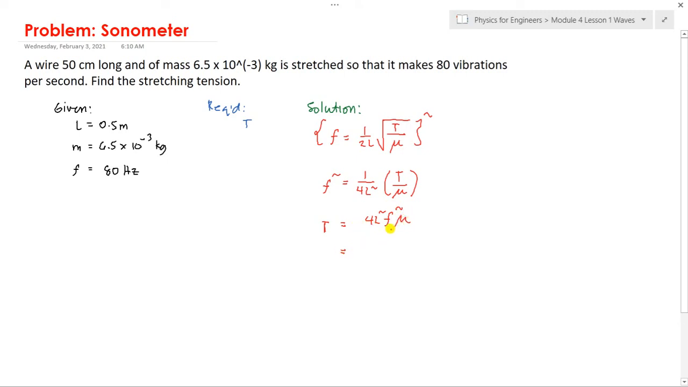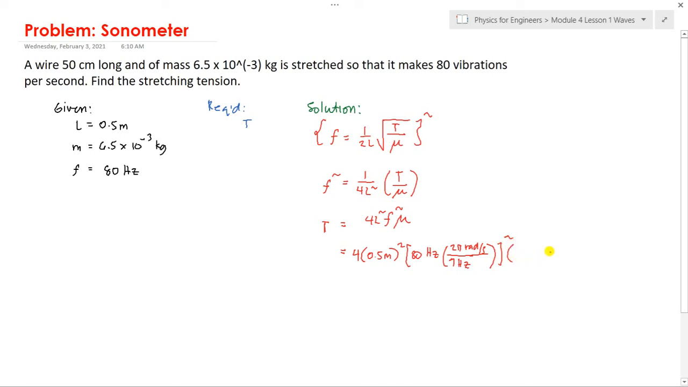Again, be careful in substituting the values. So we have here 4, the length is 0.5 meters, squared. The frequency here is 80 hertz, so you need to convert this into radians, and multiply it with the dimensions. We convert before we square. So that would be 80 hertz times 1 hertz is equal to 2 pi radian per second. Then, after that, squared.